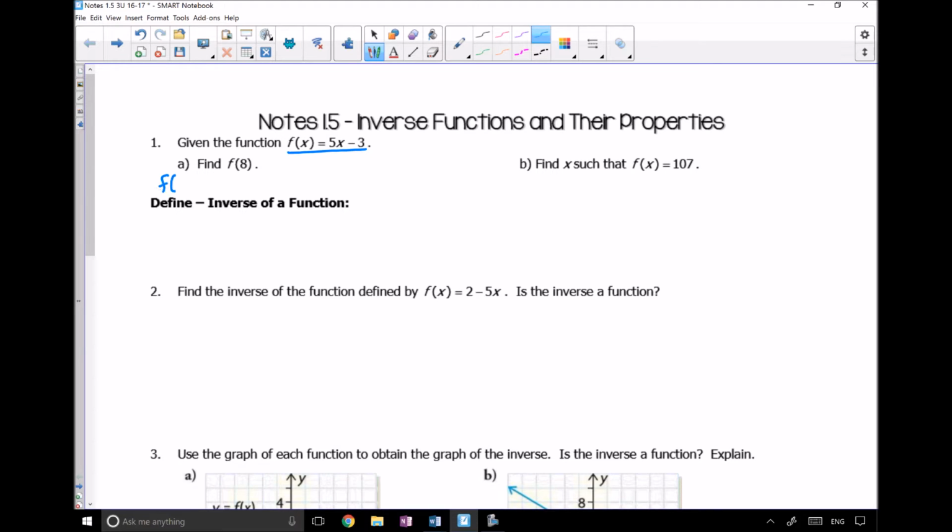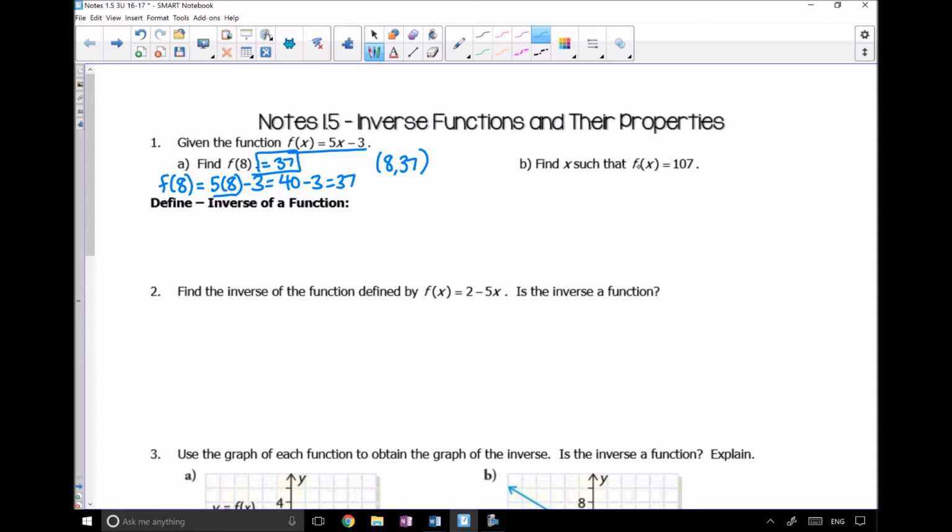Remember, to find f of 8, it means that 8 is your input. So you're going to do 5 times 8 minus 3, which is 40 minus 3, so you end up getting 37. So you know that f of 8 is equal to 37. And if I were to graph my line, I would know that my line would pass through the coordinate (8, 37), okay?